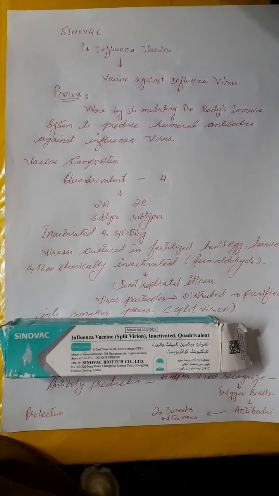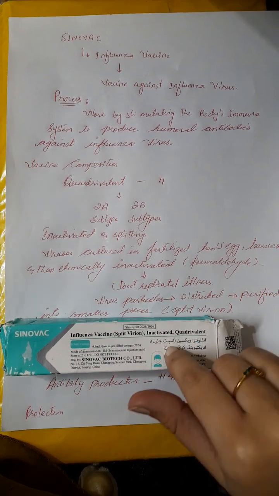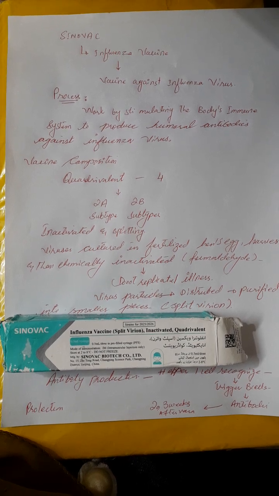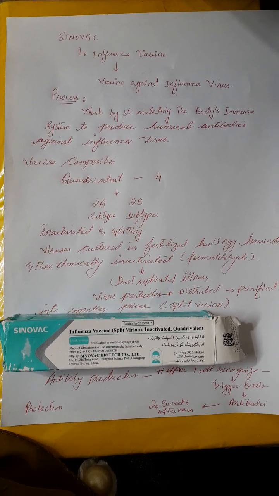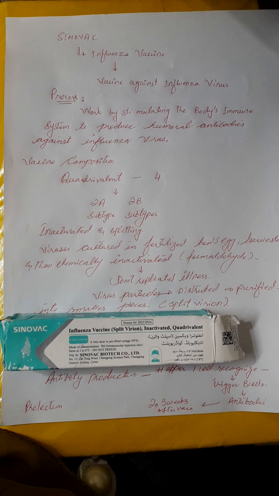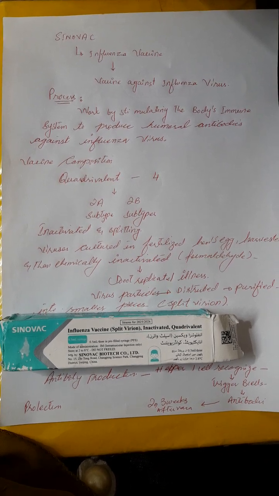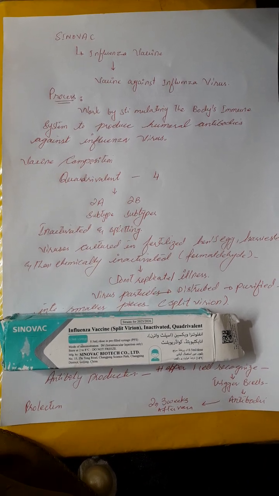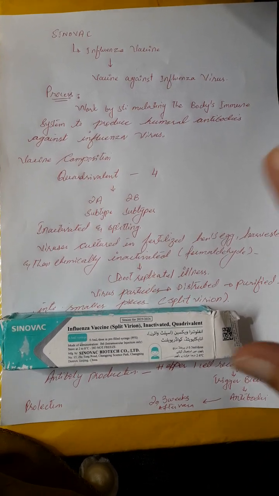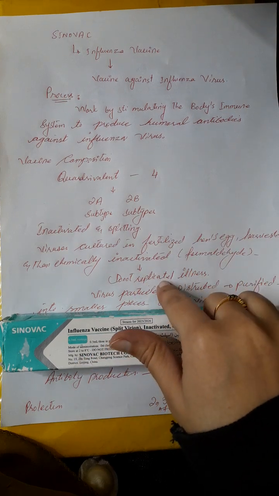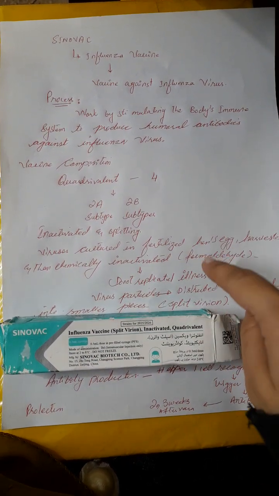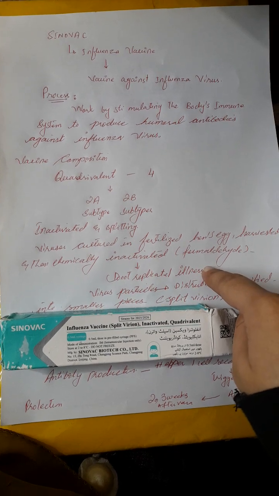This is basically an inactivated vaccine. It means that the viruses are cultured in fertilized hen's eggs, then harvested and then chemically inactivated. During the inactivation, we usually use formaldehyde. So what will happen when we inactivate the virus? It does not replicate, it does not complete its cycle, and that's why it does not cause any illness in the body.